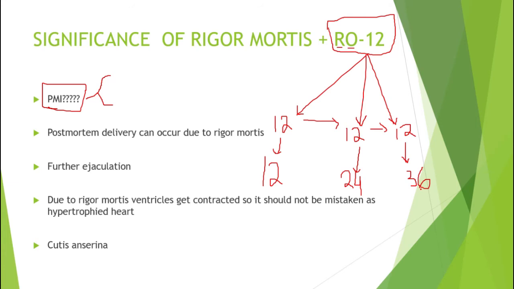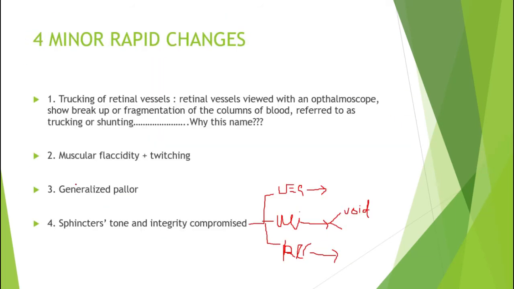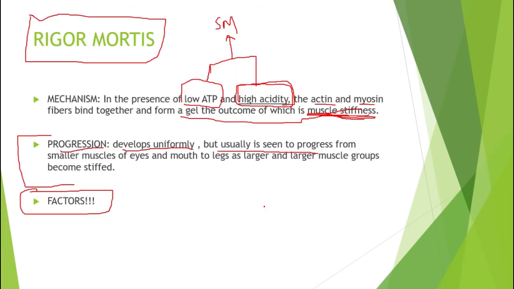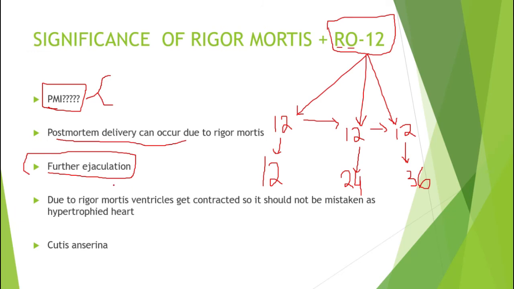Some of the few important points about rigor are mentioned in the following bullet points. Post-mortem delivery can occur due to rigor mortis. Further ejaculation can occur due to the compression, or I should say the spasm, of the ejaculatory ducts and vas deferens, etc. So why did I call it further ejaculation? Why did I not say ejaculation will occur? Can you recall? It's because of this thing. In the primary relaxation, there is loss of sphincter tone, and this causes the earlier ejaculation. And after death, when the rigor ensues, there is further ejaculation, and that's why I mentioned further in the text.